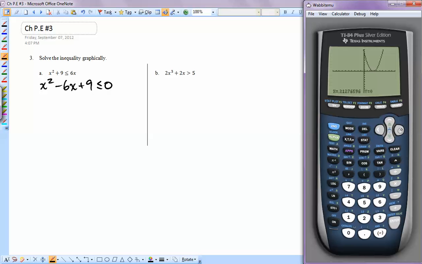So let's come over here. I'll move the cursor over a little bit and zoom in right here. There's my graph. It looks like it goes right through 3 there. So I'm going to check it by doing second calc, zero. Left bound, well, this is 2, so I'm going to say 2 there. This number over here is 4, and I'm going to guess that it's right at 3, and sure enough it is.